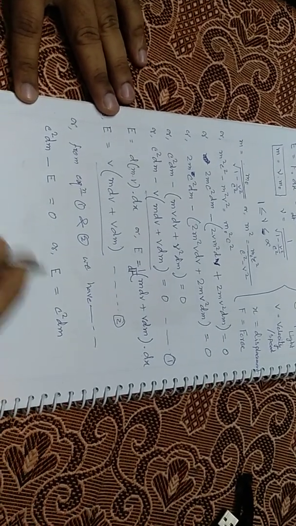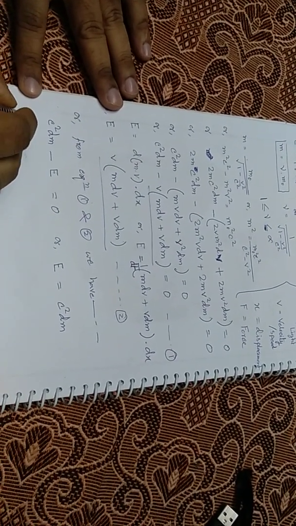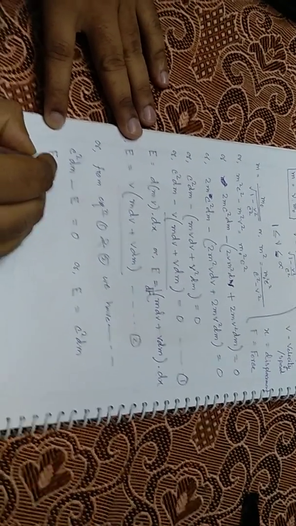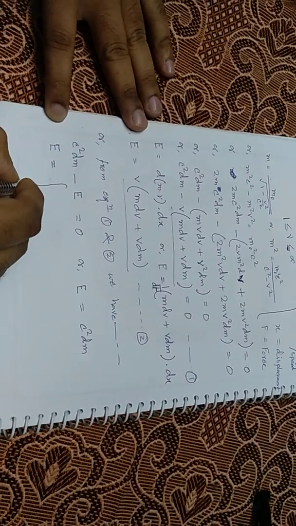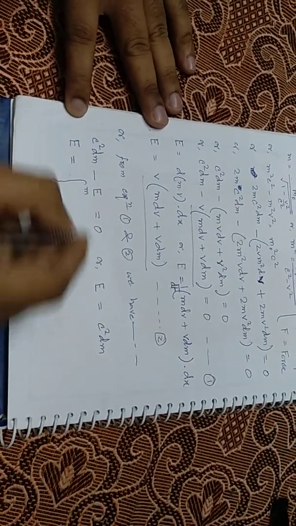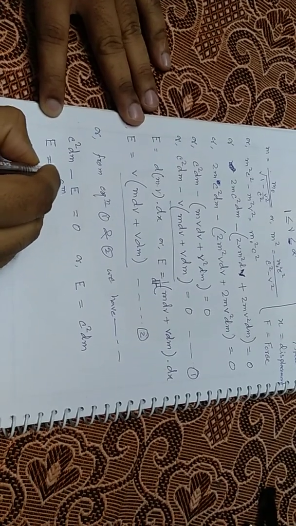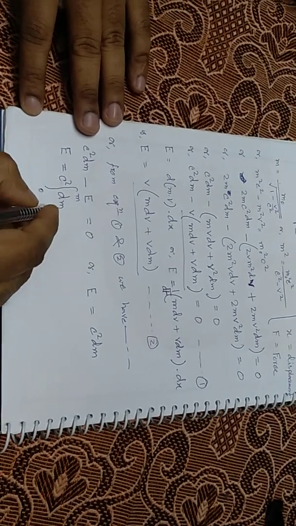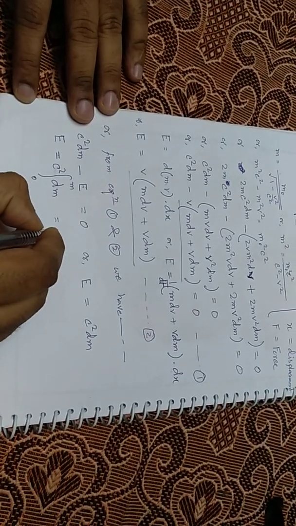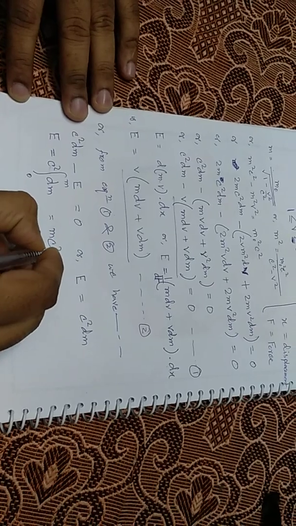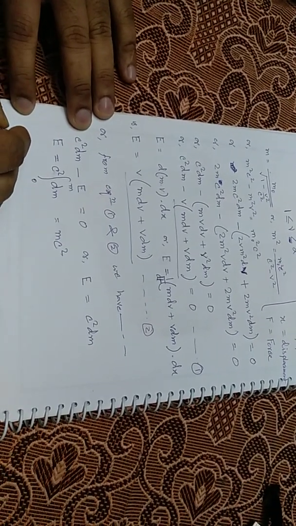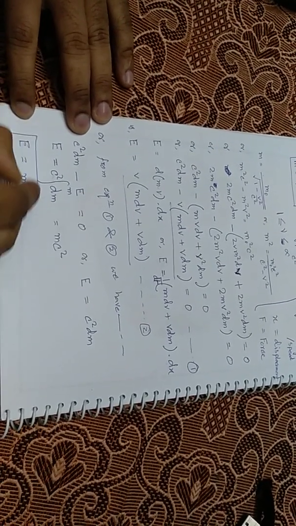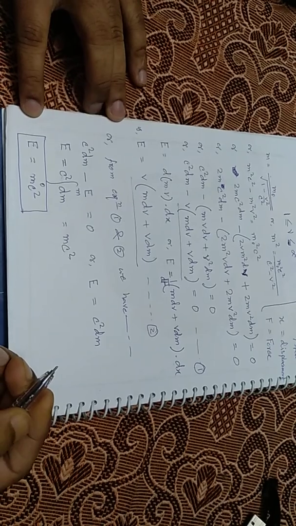Now if I integrate this term, we have E equal to the integration from 0 to m, because m is a variable and c square is common, so c square goes outside, of dm. If I integrate, it will become m c square. So E is equal to m c square, that is mass-energy equivalence.